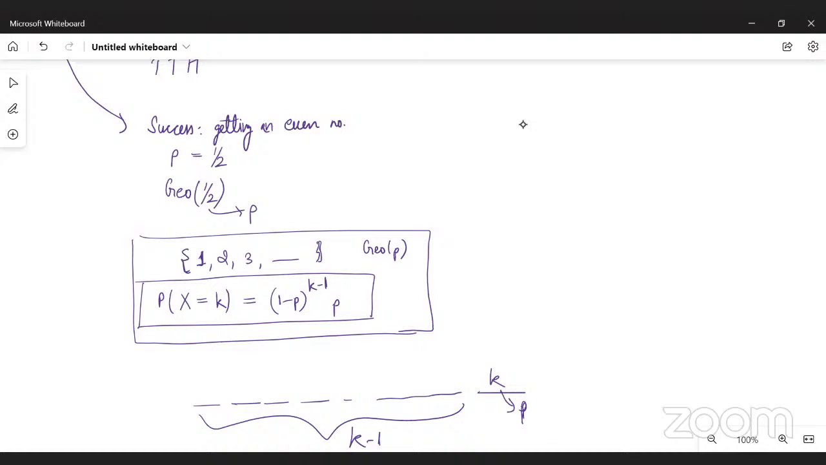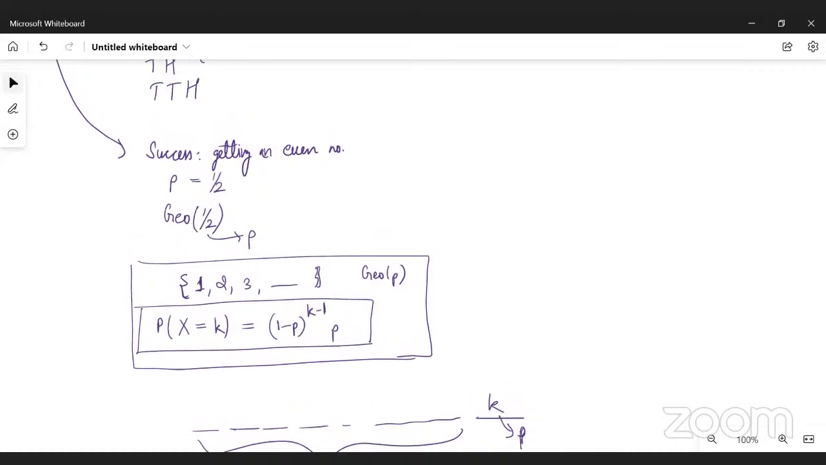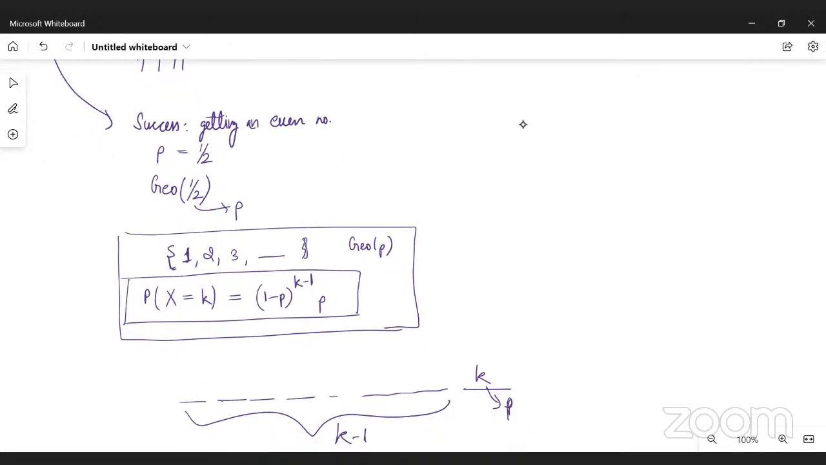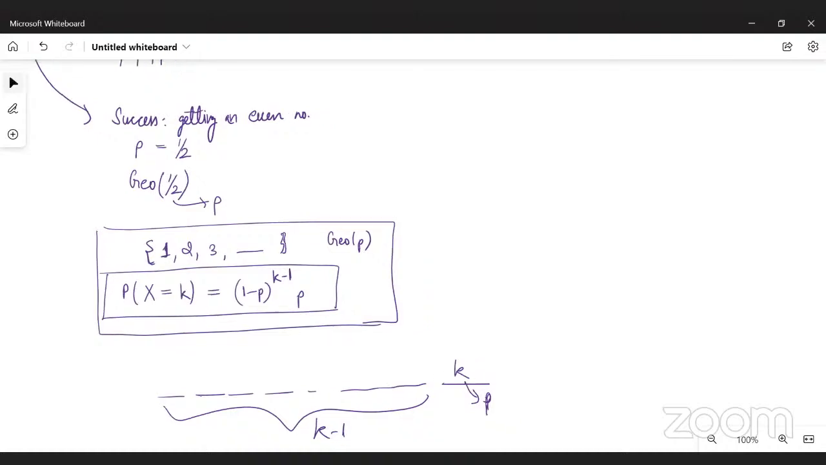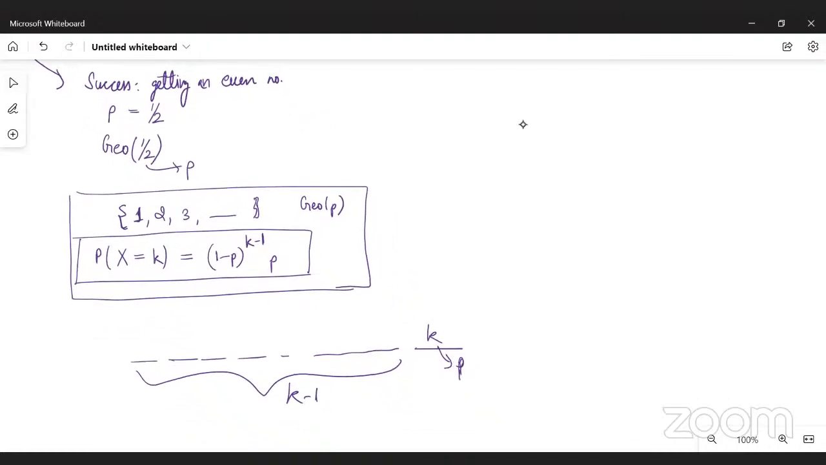Binomial says the number of successes in n repeated independent Bernoulli trials, right? Yes, the number of successes. And what does the geometric distribution model? It models the number of trials that you need to get the first success. The first success in repeated independent Bernoulli trials. Yes, Bernoulli trials, not binomial, but Bernoulli trials.